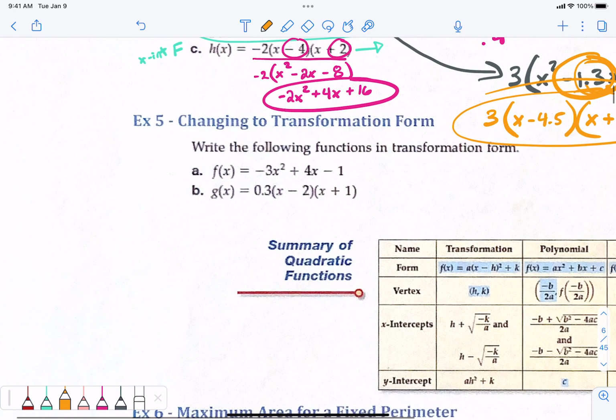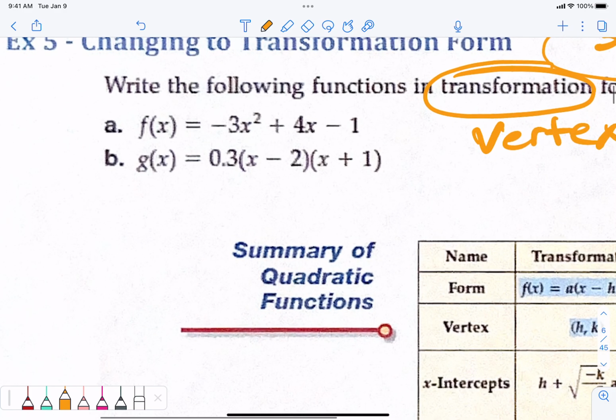Now this is maybe the ickiest of all. This is going to transformation form, which is vertex form. This is the one I don't like the most. So let's talk about what form they're in right now. A is in standard form. B is in factored form, or x-intercept form. And we want to put them in vertex form.